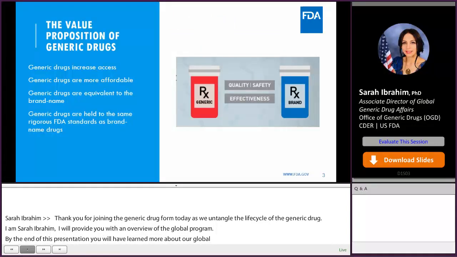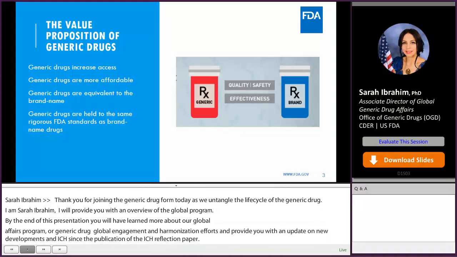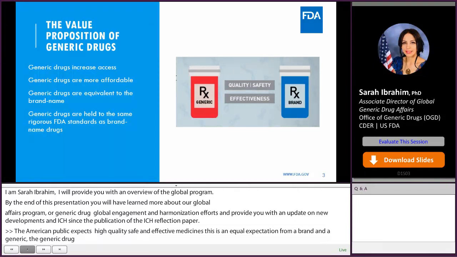The American public expects high-quality, safe, and effective medicines. This is an equal expectation from a brand and a generic. A generic drug product is one that is therapeutically equivalent to the innovator product, or commonly referred to as the reference listed drug, or RLD. In order for a generic drug to be approved, this requires that the applicant submits a test product that is pharmaceutically equivalent and bioequivalent to the RLD.